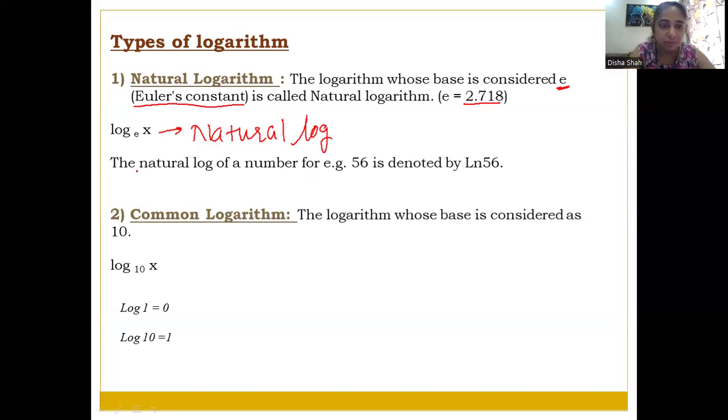Keep this in mind. Natural log of a number, for example 56, is denoted by ln 56. So if ln is written before any number, it means it is natural log. Okay, l represents log and n represents natural. Okay, next, common logarithm.